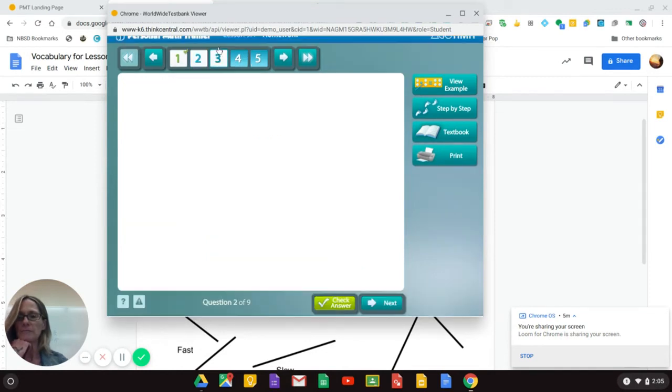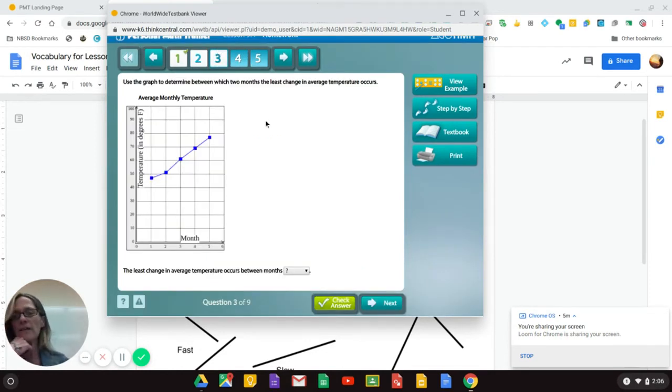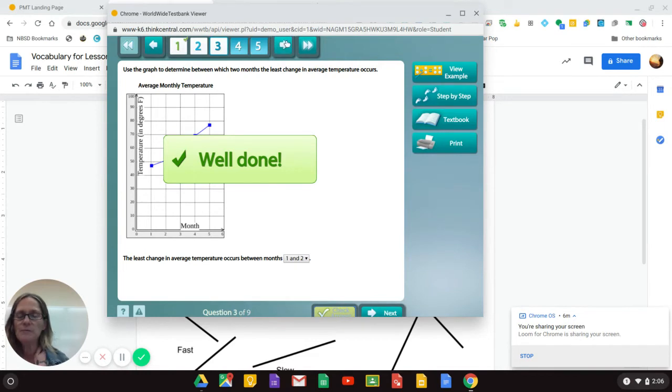Okay, let's look at the next one. I want you to answer which month had the least change in average temperatures. If I'm looking at this graph, which shows average monthly temperatures right here, which one had the least change, or what part of the line is the flattest, the least steep? Is it between 1 and 2, 2 and 3, 3 and 4, or 4 and 5? You're right. It is between 1 and 2. Nice job, you guys.